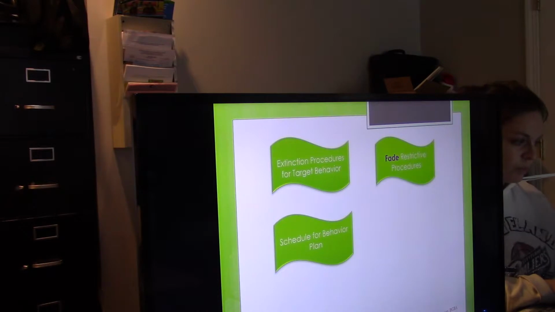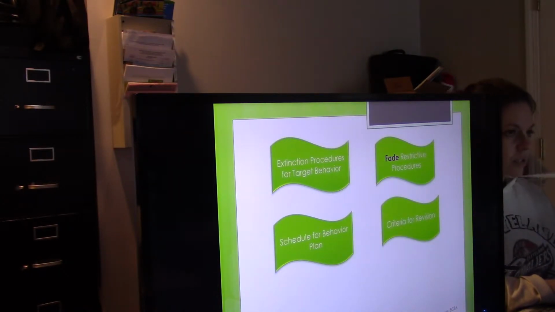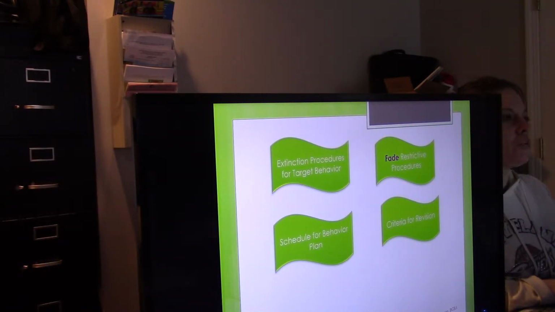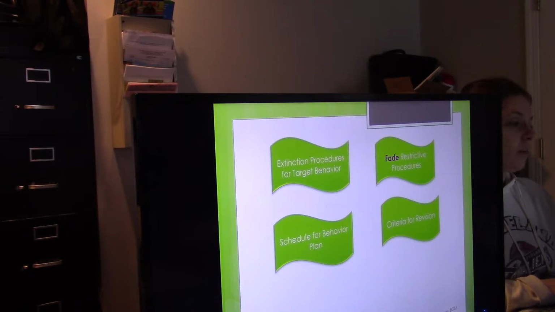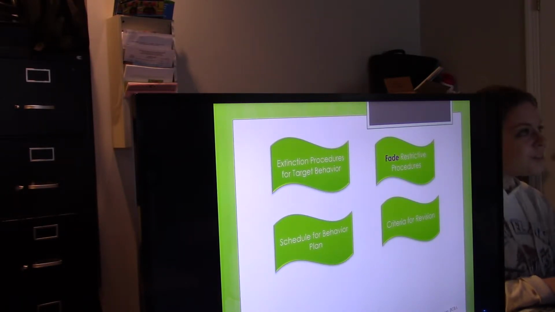Schedule for the behavior plan, criteria for revision. So if they're not making progress, it's been 2 weeks and we're still not seeing any progress, then we get together and we sit down and we figure out a revision, because it should not take longer than 2 weeks at most. Yeah, on some of his goals. And now it's like at a deadline, like not going anywhere, like he's flatline.